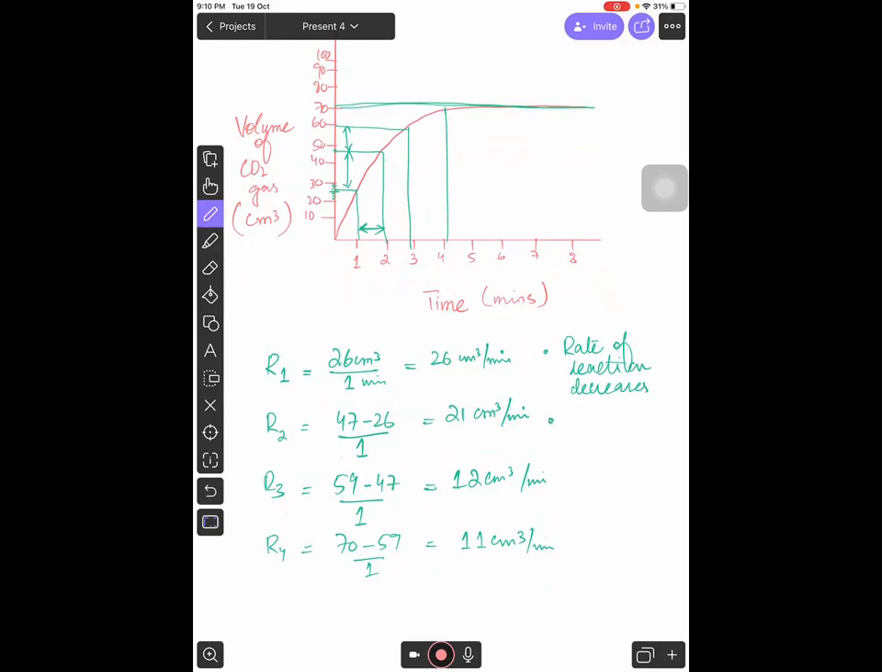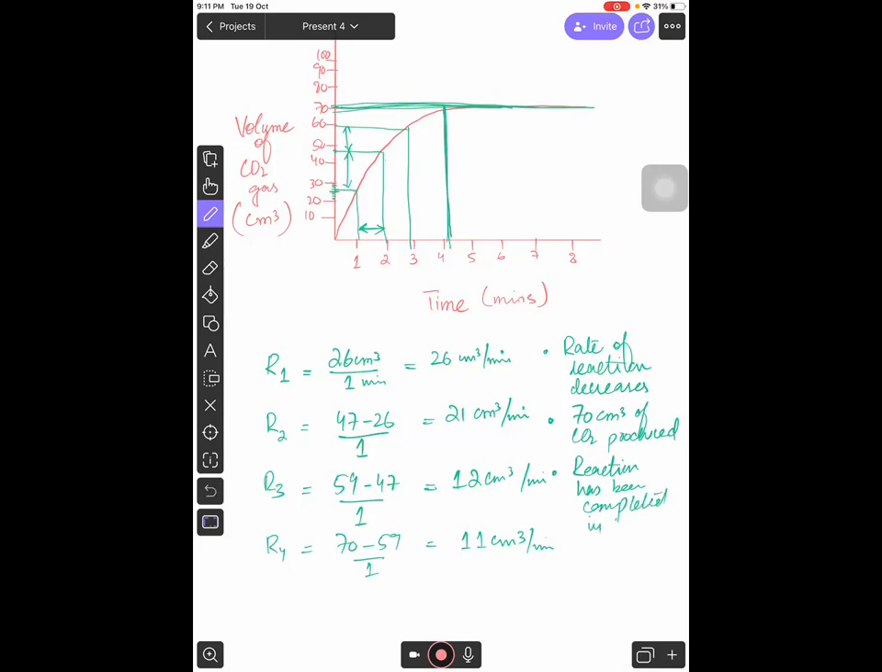And the second thing that we got is the maximum volume of gas that is produced in this reaction is 70 centimeter cube of carbon dioxide, right? This is the maximum volume that is produced, and after that the reaction has been completed. And the third thing that we just got from this is that the reaction has been completed in 4 minutes.